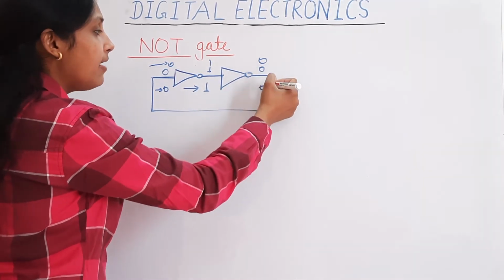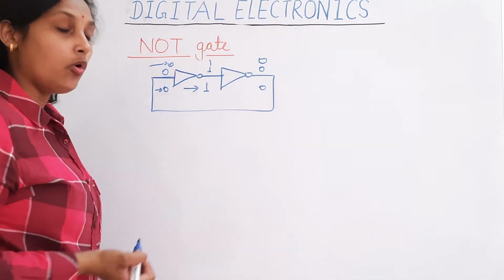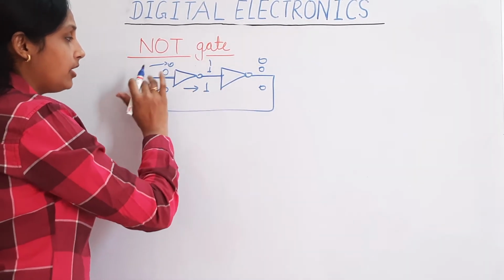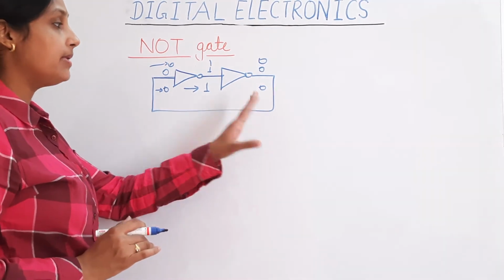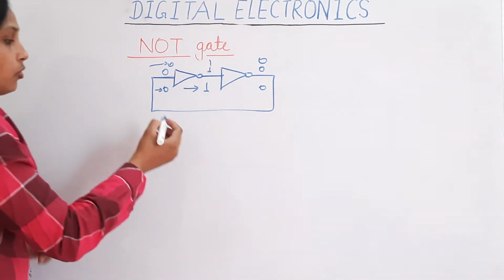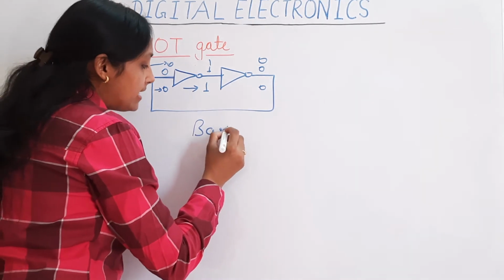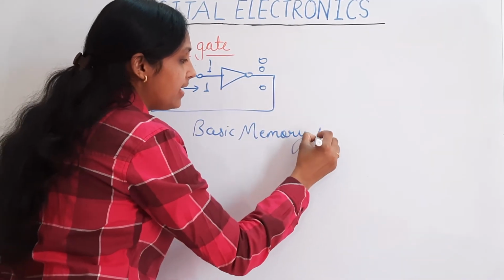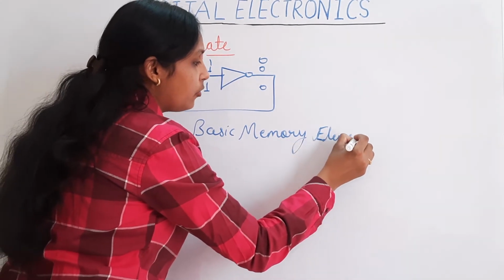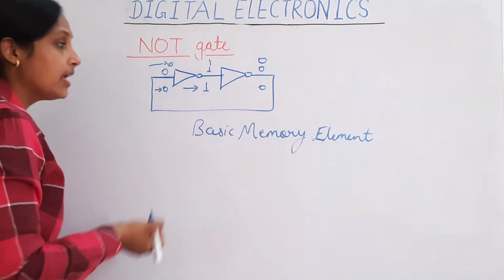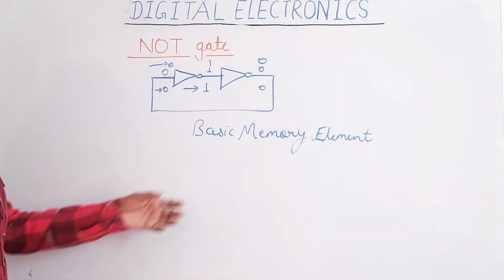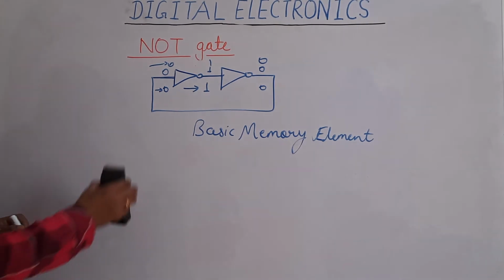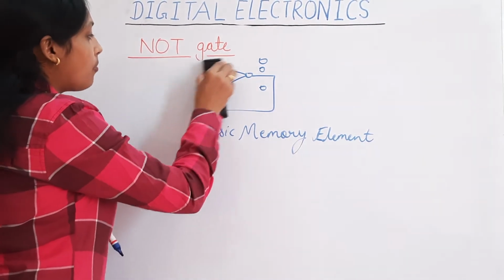That means every time we get the output 0, the output remains the same after the first clock. Whatever we apply at the input the first time, the output remains the same after that. So it behaves as a basic memory element, because it stores the value. That's why we say that it behaves like a basic memory element. Now we will discuss the second property.